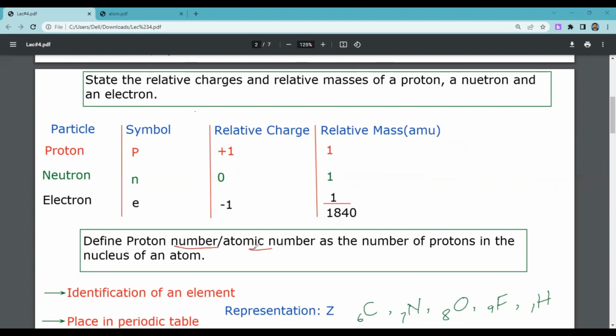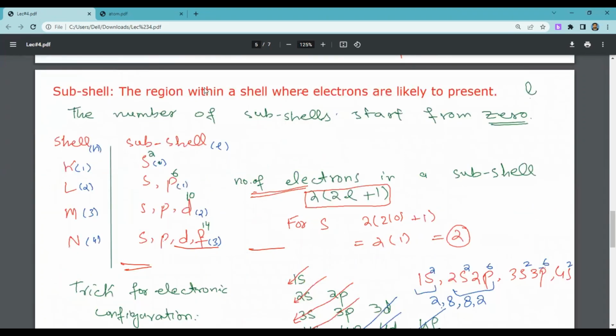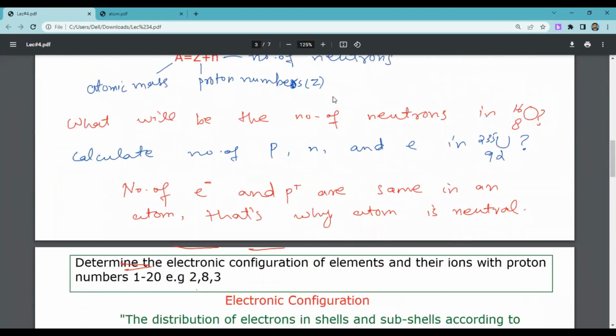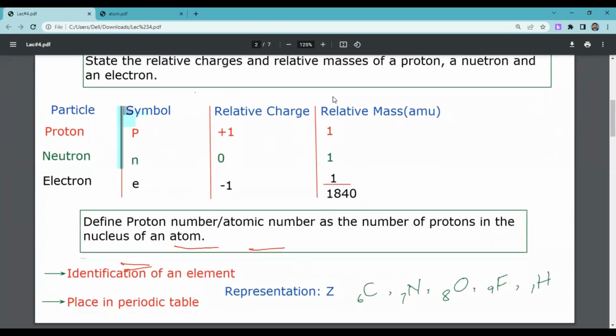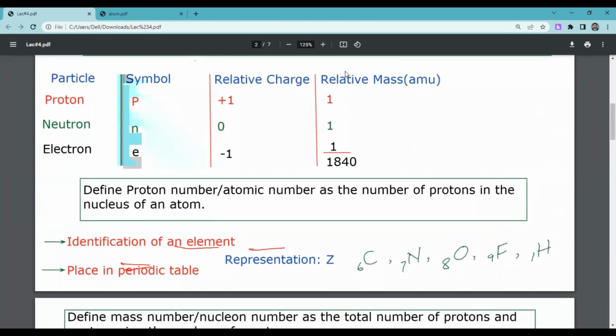Define proton number or atomic number as the number of protons in the nucleus of an atom. The course content is providing us information about atomic number. What is atomic number? Atomic number is actually the number of protons in the nucleus of an atom. It is the total number of protons in the nucleus of an atom.